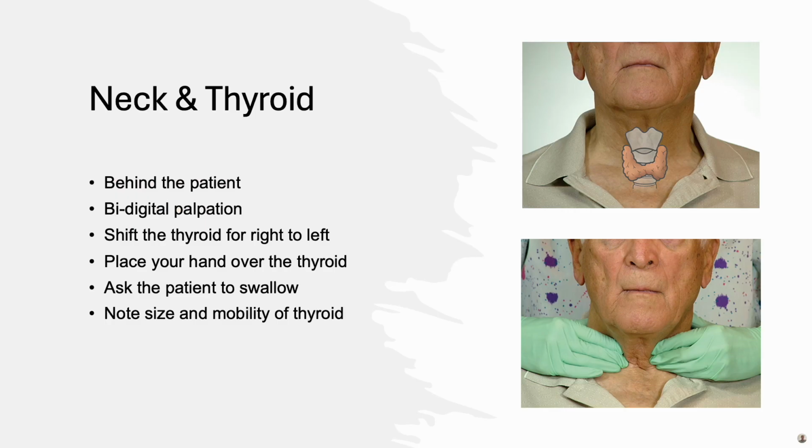Neck and thyroid. From behind the patient, bidigitally palpate the thyroid. Place one hand on the right, the other on the left, using the first 3 fingers of each hand. Shift the thyroid from right to left. Place your hand over the thyroid and ask the patient to swallow. Note mobility and size of thyroid during the exam.